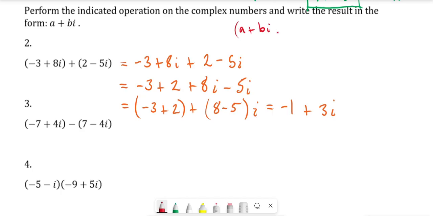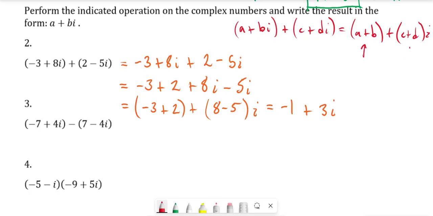If I have two complex numbers, a plus bi, and I add that to c plus di, really all I need to do is add up the coefficients of the like terms for the real and imaginary parts, respectively. We call these the imaginary parts of the complex numbers, and we call these the real parts of the complex numbers.